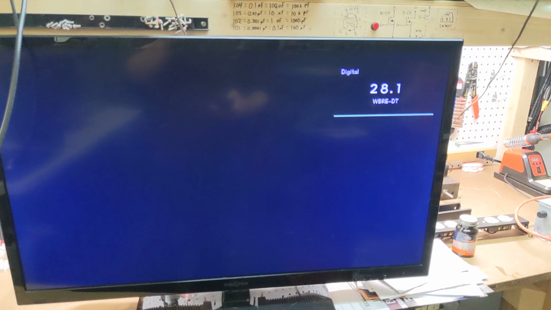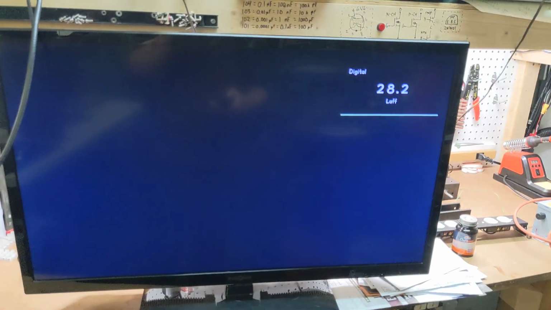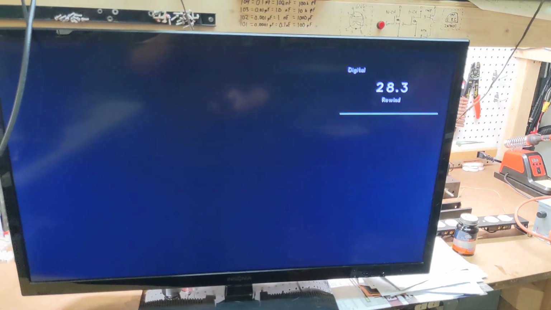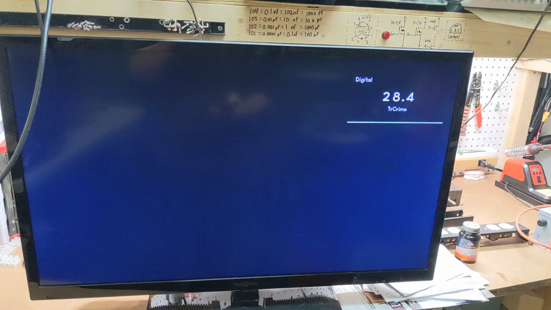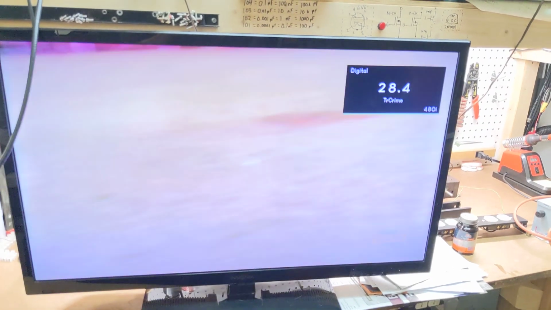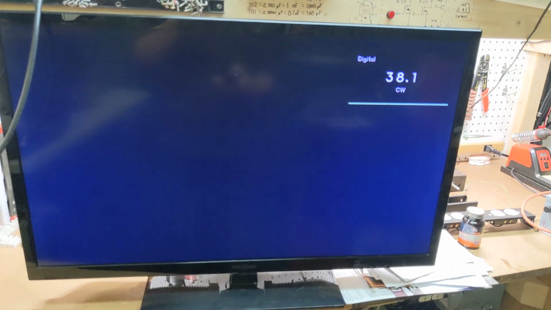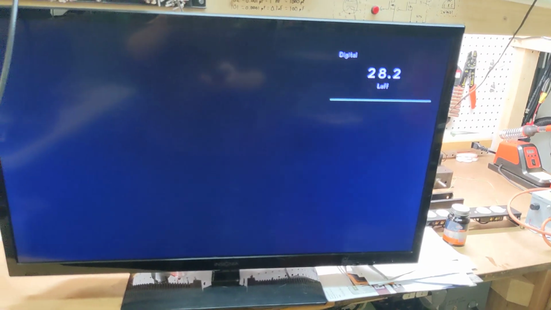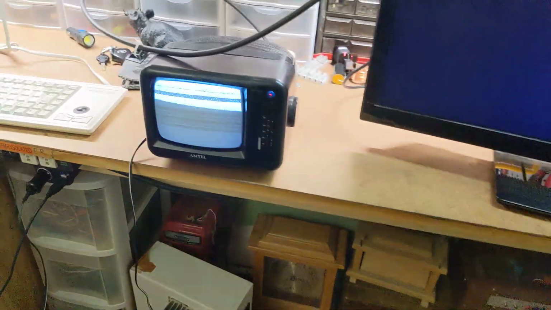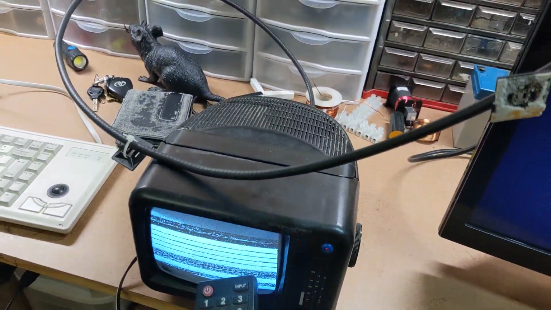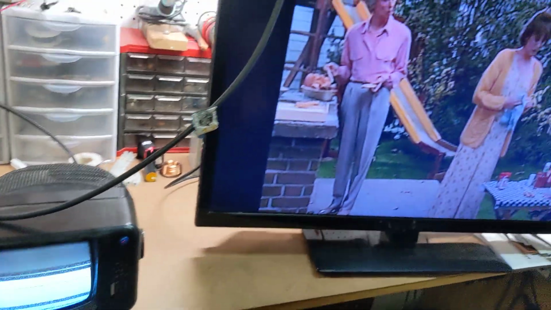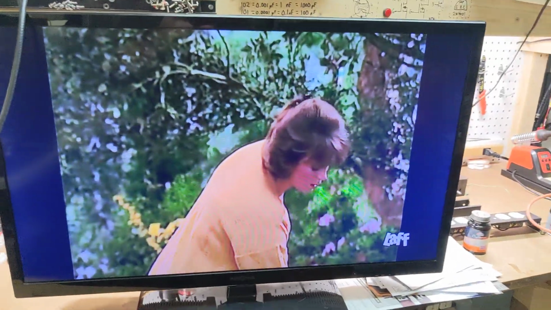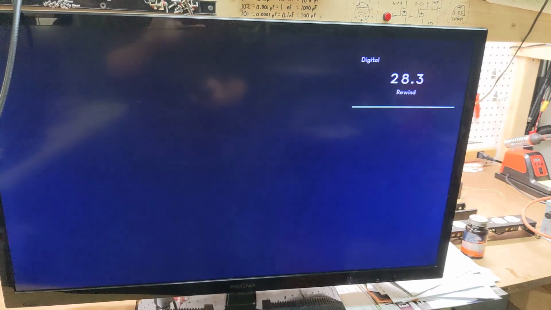Okay, let's go to 28. 1, 2. 3, 4, and all that stuff is broadcast well within 6 megahertz of bandwidth, versus the old school days of analog TV where an entire television channel took up the full 6 megahertz. That's the magic of digital TV. It's an amazing advancement in technology.